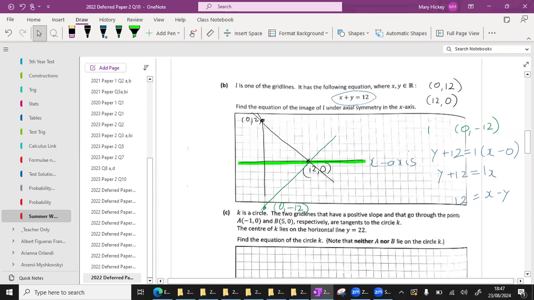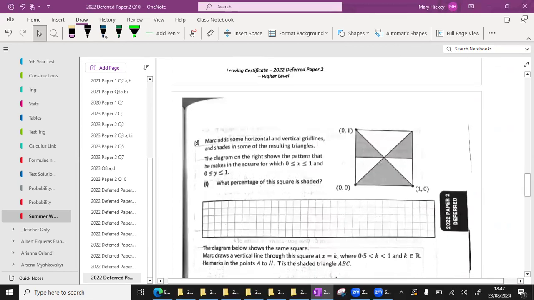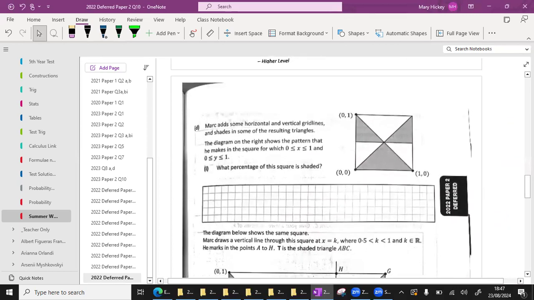Now I'm going to skip, yeah, I think we have to skip the rest of this. We're going on to circles. Actually, part D, we should be able to do.